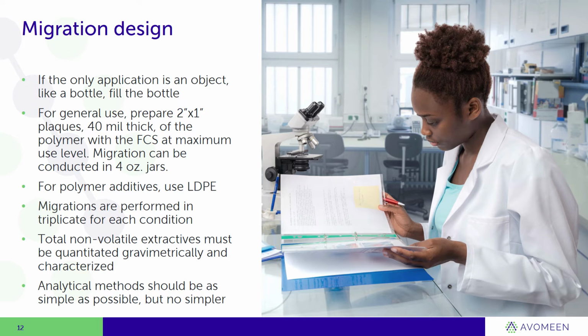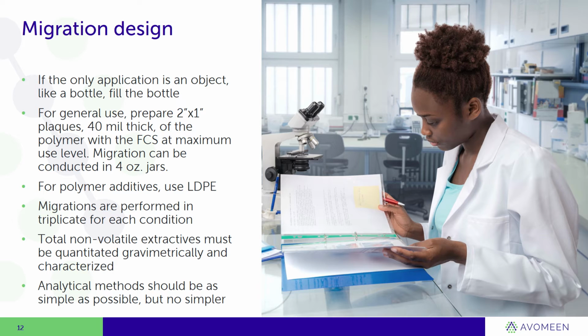So for the more general case, you prepare 2 by 1 inch plaques, 40 mils thick, 40 mils so that it is 2-sided migration. So your 2 by 1 inch plaques are actually 4 square inches. With a food contact substance, whatever it is, at the maximum use level. So if you're going to use 1,000 ppm of an additive, then that's the most you're going to use. When you put 1,000 ppm in, even if you might use 500 ppm, because it will be approved at the maximum level that you use in the migration study. So you do the migration study at the maximum level. Migration can be conducted in 4-ounce jars.